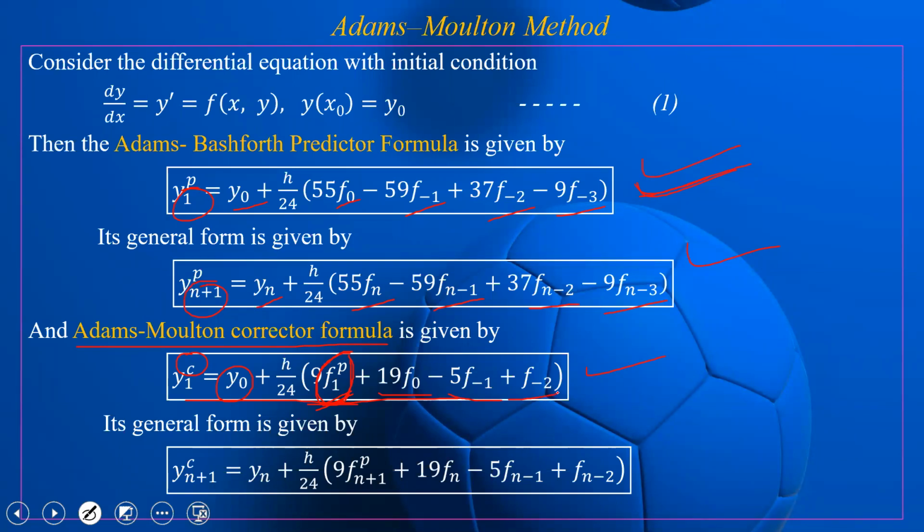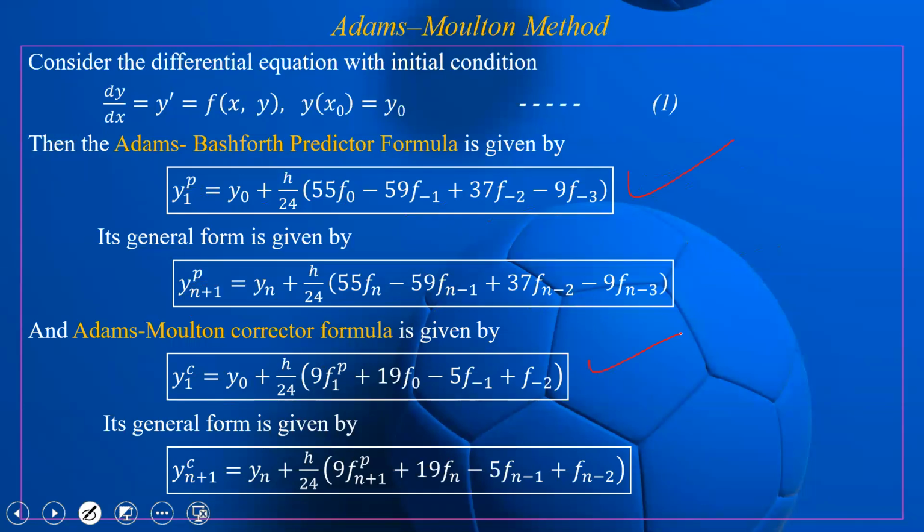Now if we write down its general formula, we only replace 1 with n + 1: y0 is yn, and f1 is f(n+1), f0 is fn, f(-1) is f(n-1), and f(-2) is f(n-2). So this is the formula used by the Adams-Moulton method. Here we use two formulas, one for the predictor and one for the corrector.